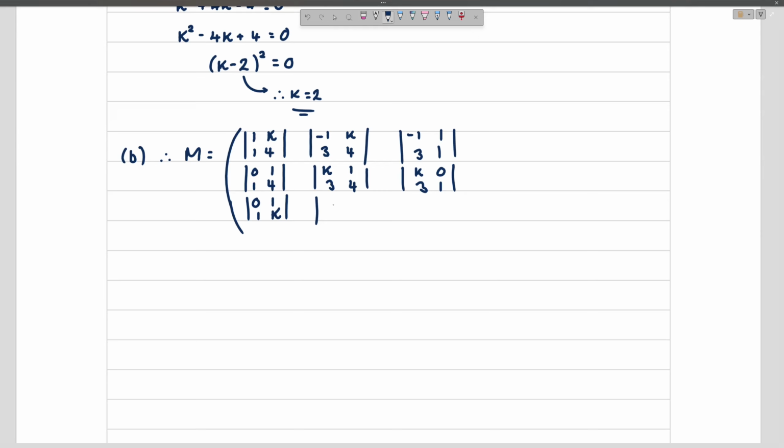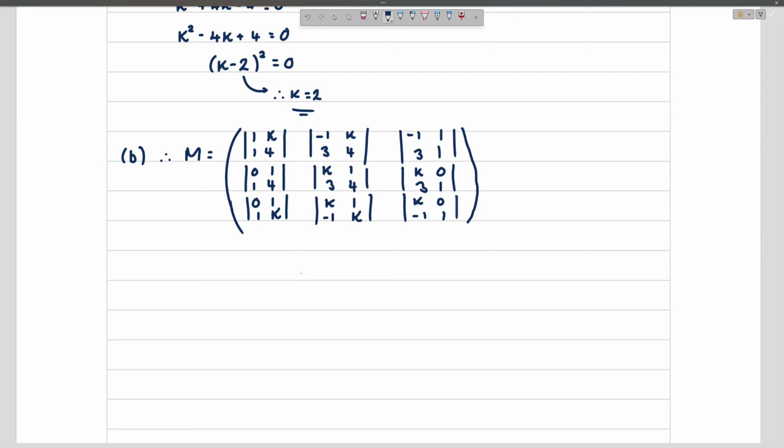For the middle one here, we get k, 1, minus 1, and k. And then finally, for the very last 2 by 2 determinant here, we get k, 0, minus 1, and 1 there. Okay, so this here then is the matrix of minors. Now, like you can see, there's a lot of work going on here. What I now need to do is actually evaluate each 2 by 2 determinant.